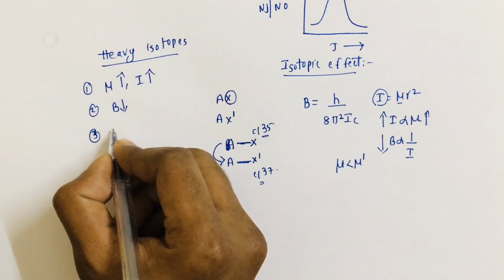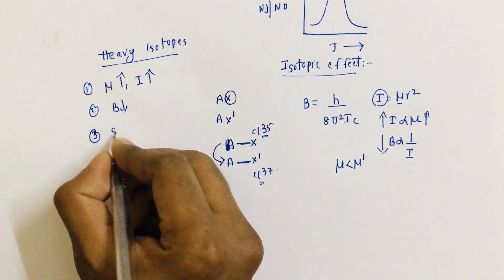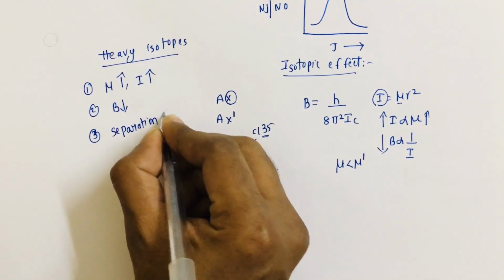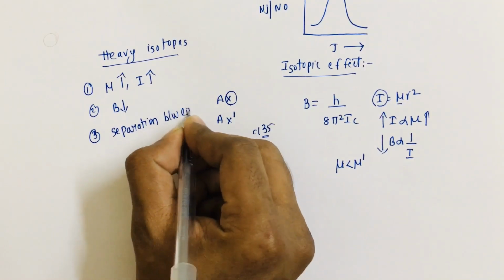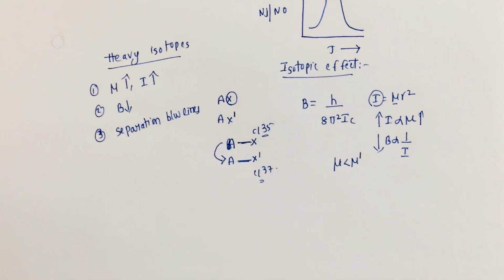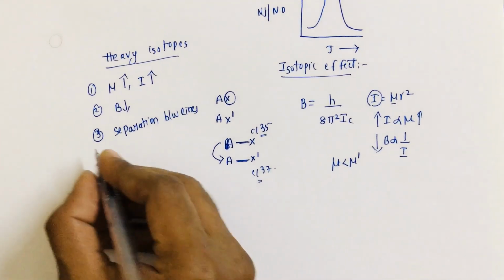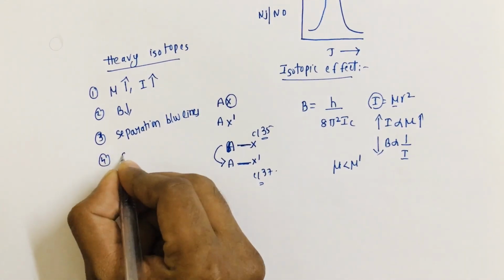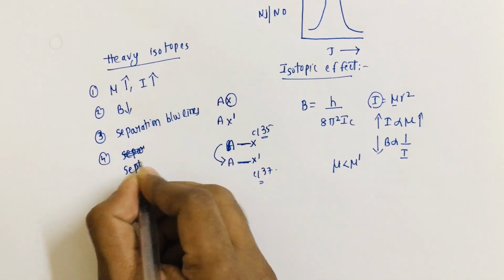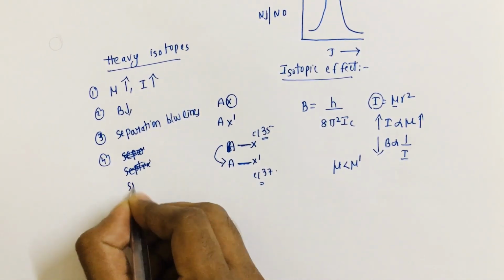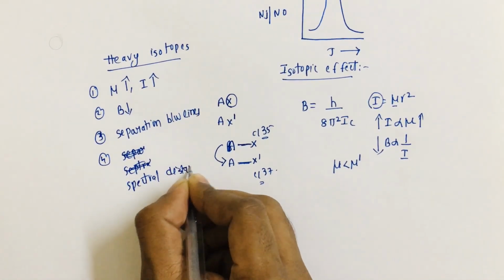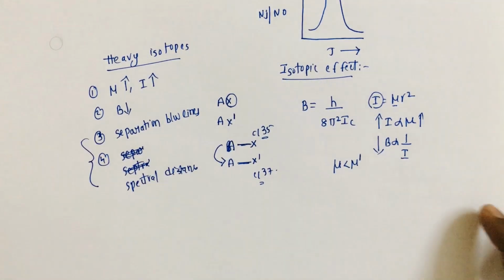We have a separation between lines. Next one, spectral distance. So these two we will talk about now.